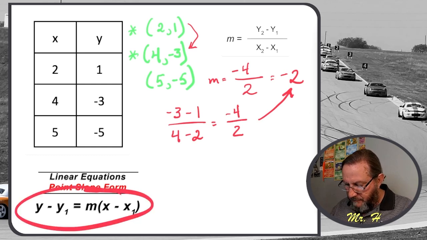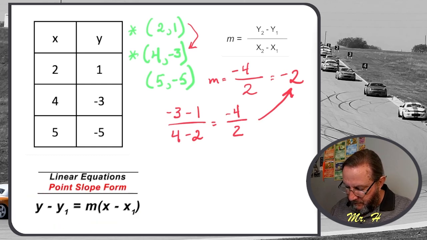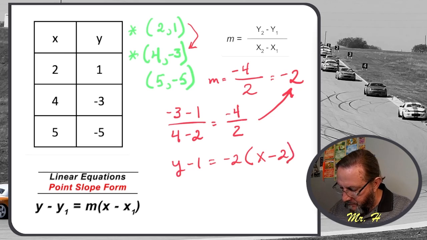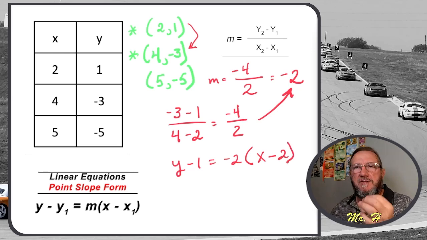Make use of that friend right there. Let's start plugging stuff in. Y minus y1. Let's use the first point. Y minus 1 is going to be equal to negative 2, because that's the slope, times x minus, which x value? Which one went with the 1? The 2 did, so we're going to put that there. You need to remember to use the x and the y from the same point. If you mix it up, it's all over with.